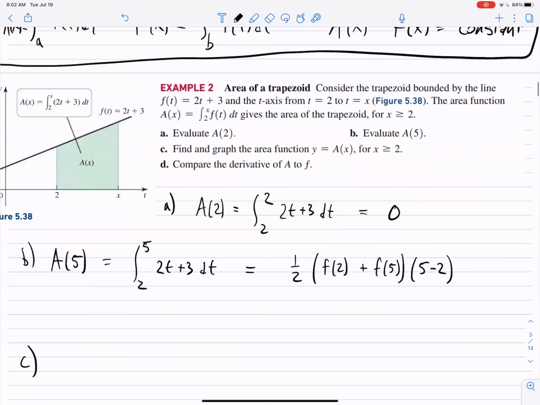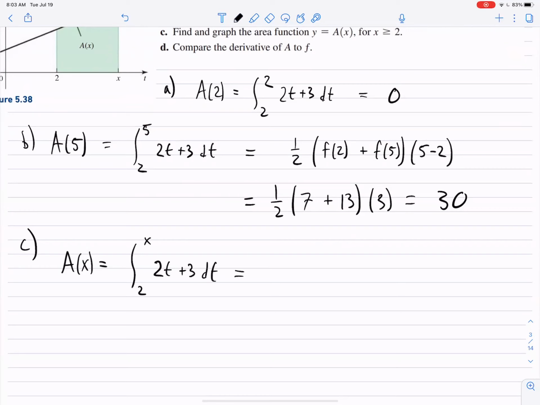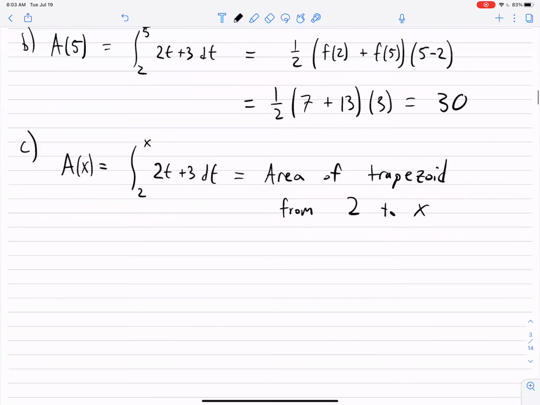And so how do we calculate A of x? Well, the exact same way we did before. It's the integral from 2 to x of 2t plus 3 dt. But this is the area of the trapezoid from 2 to x. And so that's equal to 1/2 times base 1, which is f of 2, plus base 2, which is f of x, where we plug in x for the function. And then the height is going to be x minus 2.